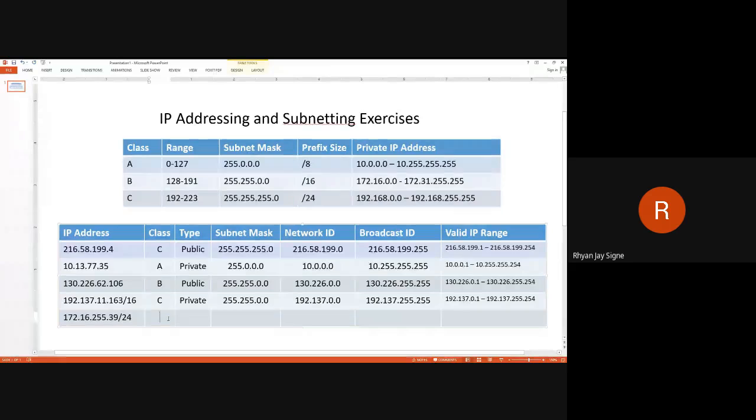So the last item is 172.16.255.39. What class is it? Class B. Is it private? Yes, it is private. The subnet mask is 255.255.255.0. How many 255s? Three.